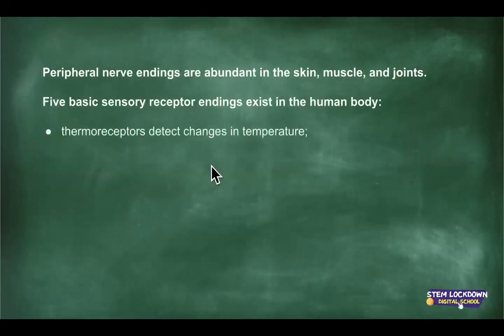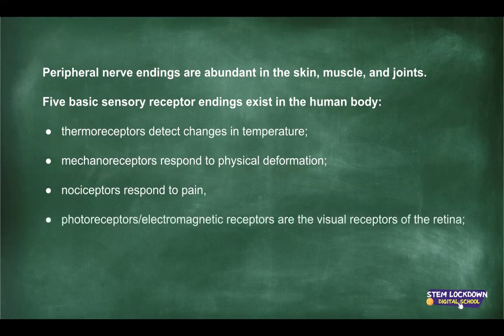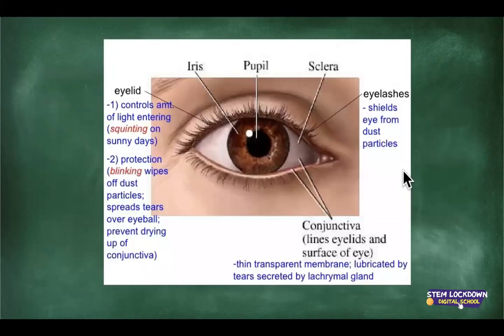So your peripheral nerve endings are abundant in the skin, muscle, and joints. You have 5 basic sensory receptors existing in the human body. You just need to be aware that they exist. You don't need to know their names or their structure. You have thermoreceptors that detect change in temperature. Mechanoreceptors detect change in physical deformation. Nociceptors respond to pain, and photoreceptors are the visual receptors of the retina. You need to know these. We'll look at them in more detail. And then you have chemoreceptors that detect smell, taste, and internal stimuli such as pH and metabolic concentrations.